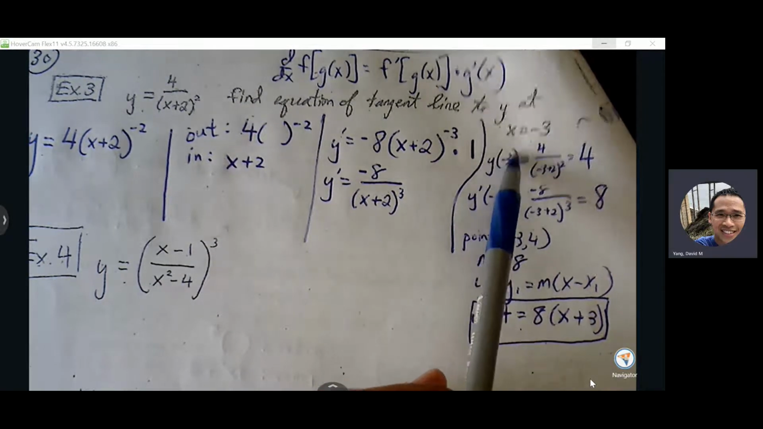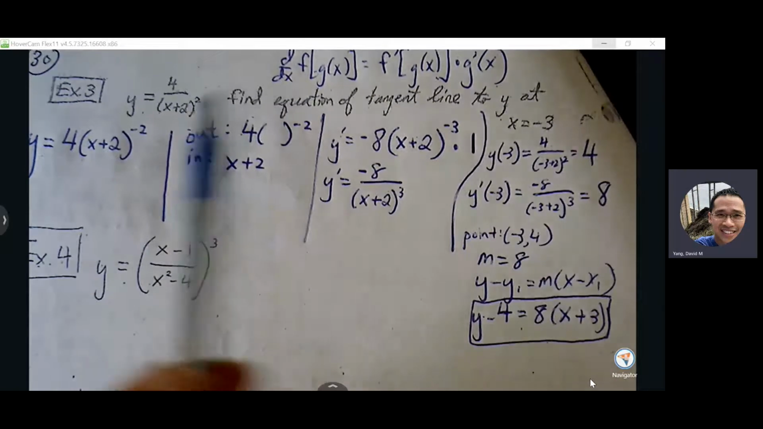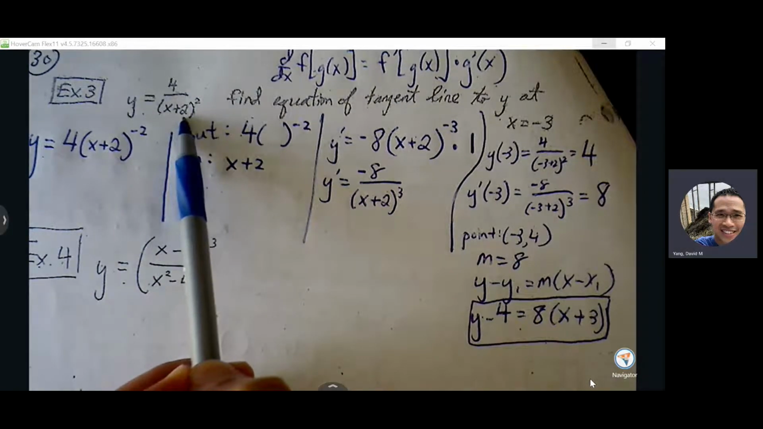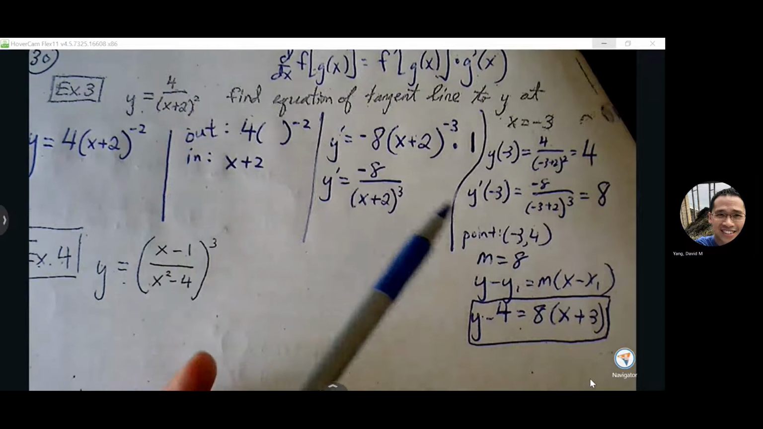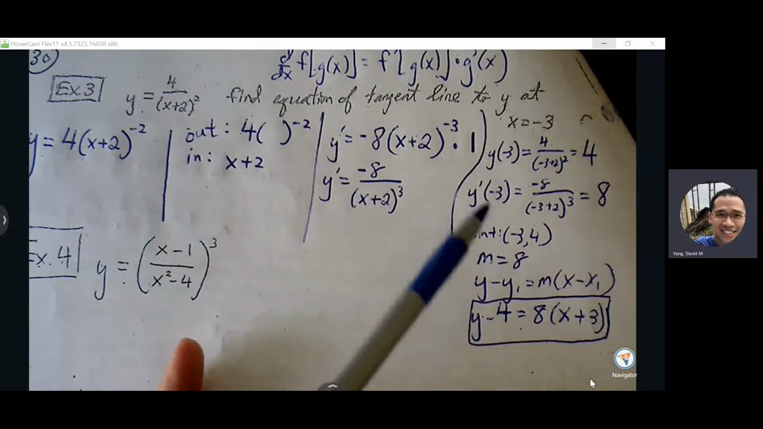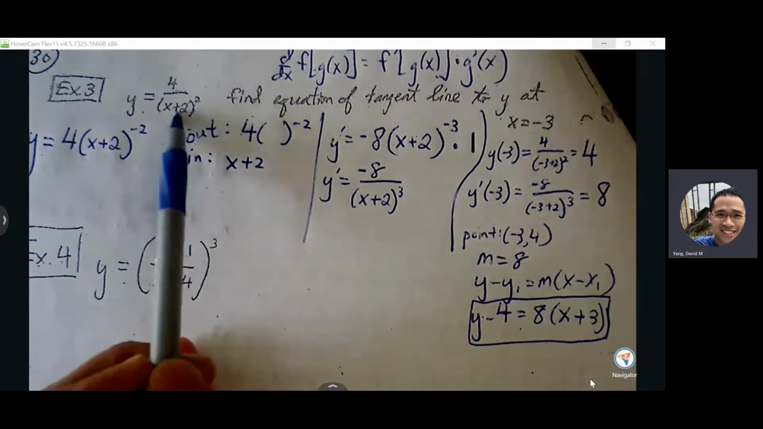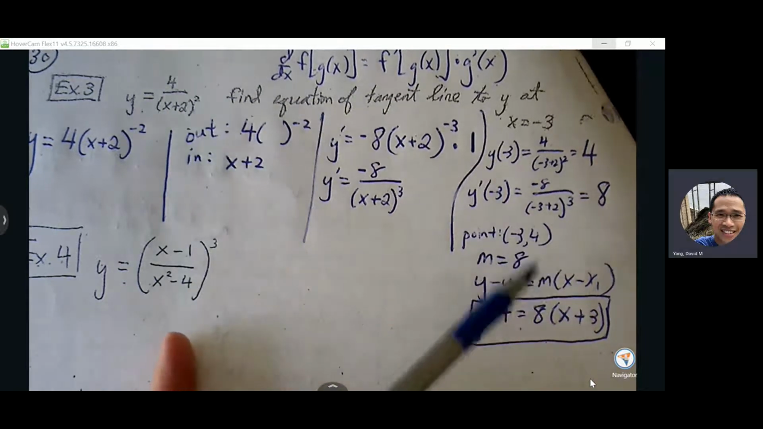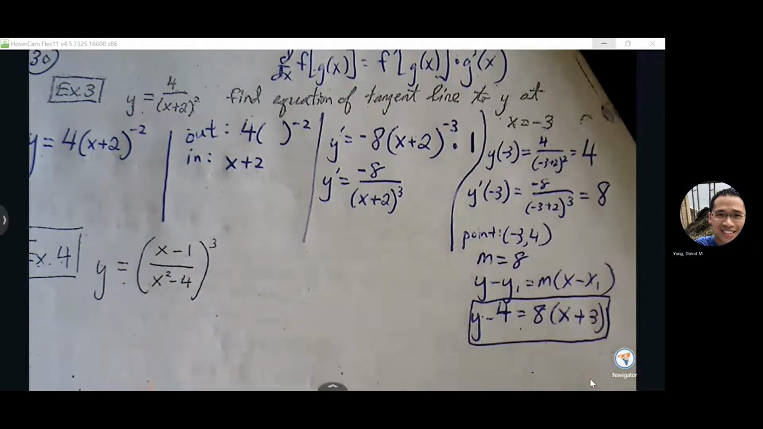Now we want to gather our ordered pair. Our ordered pair comes from the original function. Insert negative 3 into the original function, get our ordered pair, negative 3 comma 4. Insert negative 3 into the derivative to get our slope. And then finally, point slope form. Okay.